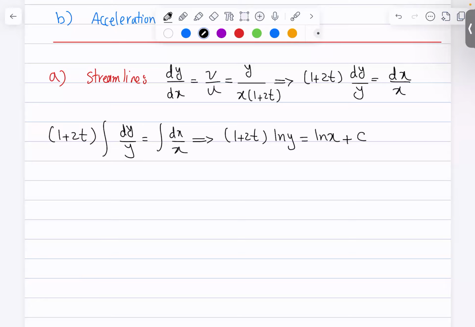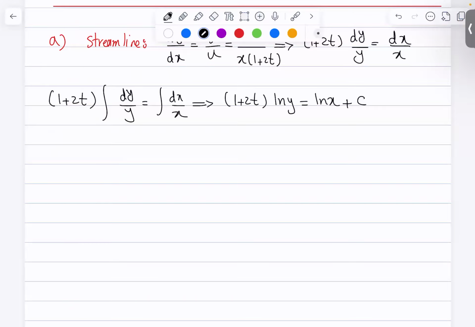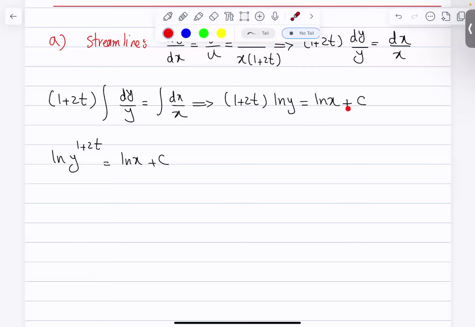And how do we find c? Well, we find c by using the initial condition that's given to us, okay? Of course, we can simplify this a little bit. If you want, you can write it like this: (1 plus 2t) ln y is ln x plus c. Or you can just keep it in this form. It doesn't really matter. So let's just go to the previous form.